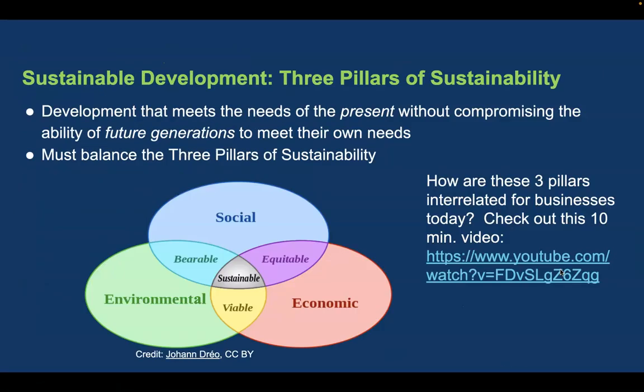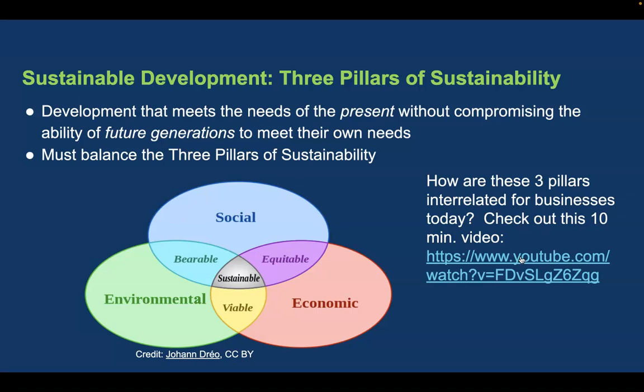So now we're going to talk about sustainable development really briefly, and then I'm going to actually let a video kind of talk to you a little bit more about these pillars and how they're interrelated for sustainability. But when we talk about this term sustainable development, it is how we can do development today. And this is more associated with business and business development and more in terms of human development.